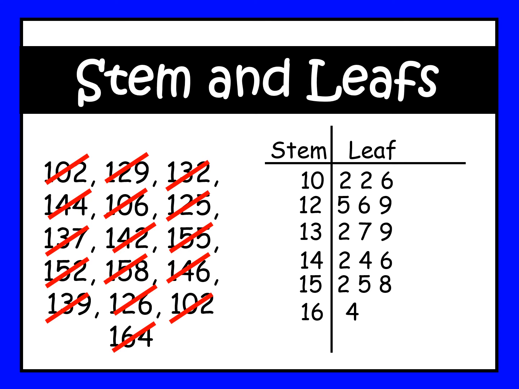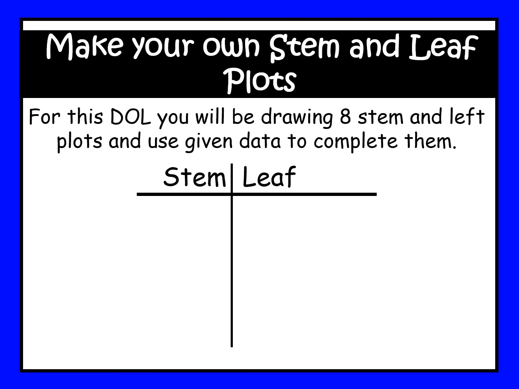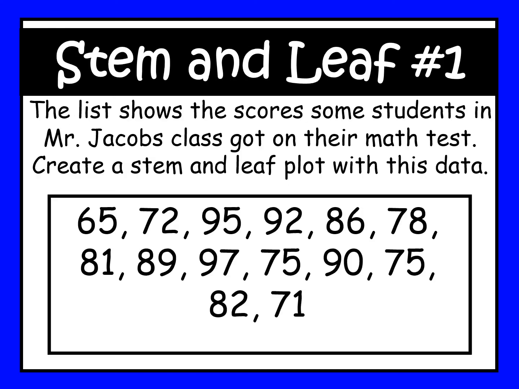Okay, so those were all the examples I was going to do. Now it is your turn to do your DOL. You're going to make your own stem and leaf. You're going to make 8 stem and leaf plots, so you're going to draw about 8 of these on your paper. I'm going to give you data, and you're going to use your data to create a stem and leaf plot just like I did in the previous examples. Okay, so let's go ahead and begin.